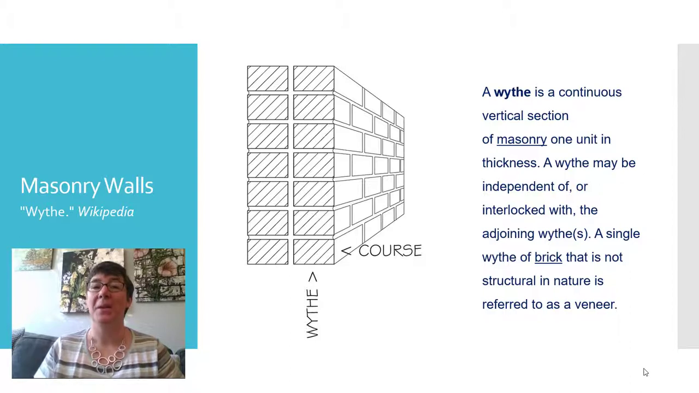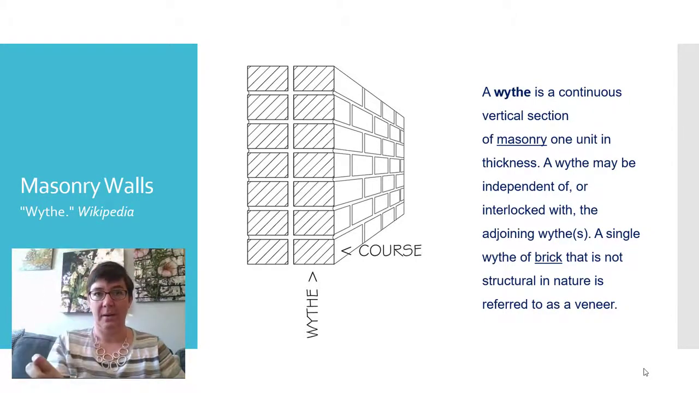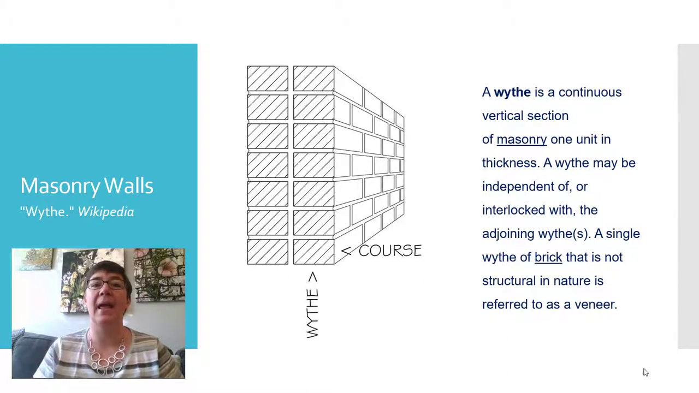So I hear you in there and you're saying, Sarah, what the heck is a withe? Okay, so a withe is basically a layer of masonry. In this picture, we've got two withes, 1, 2. Okay, it's a division, it's a single layer, it's a single section of masonry.